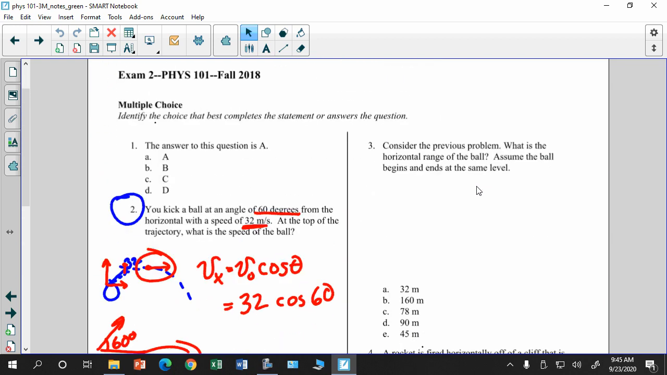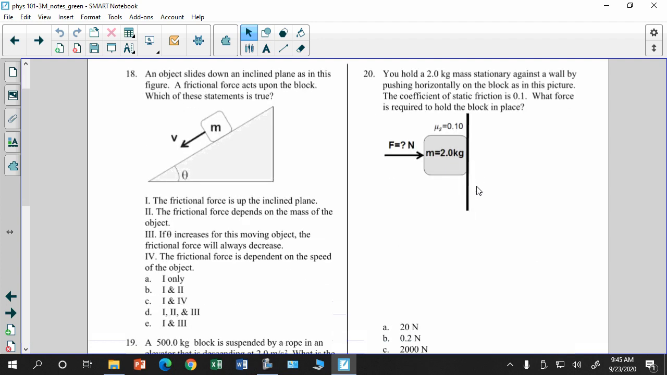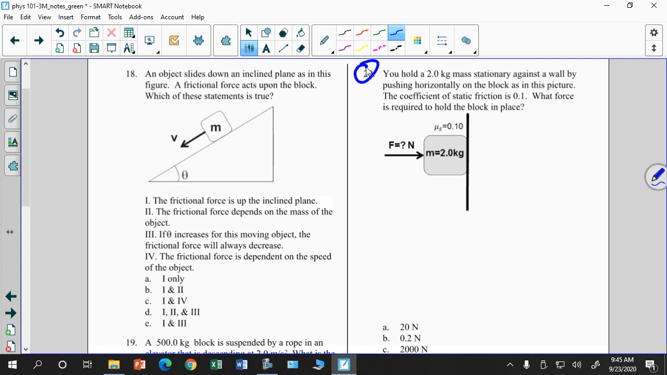So this is the fall 18 exam. I worked this the other day. Let's look at number 20. I'm not going to use clickers today. I just want to get through as much as we can.